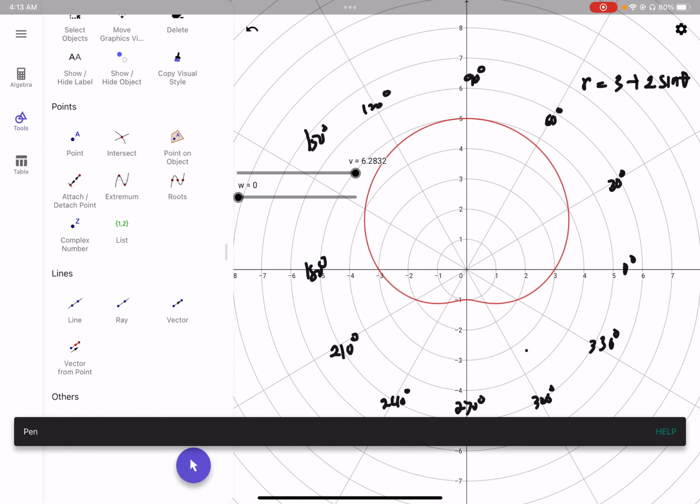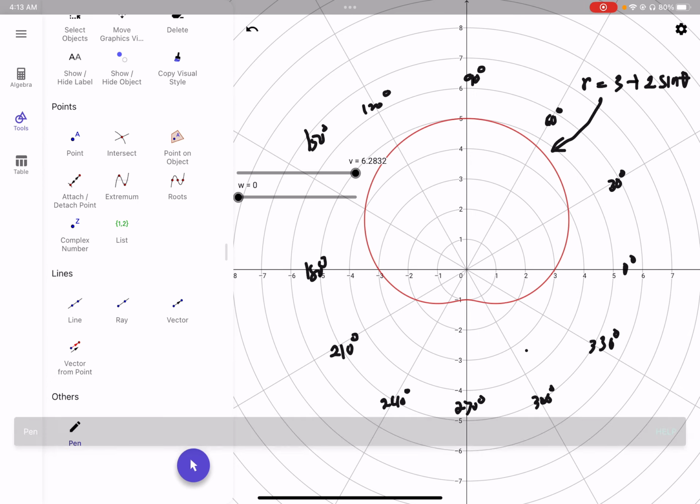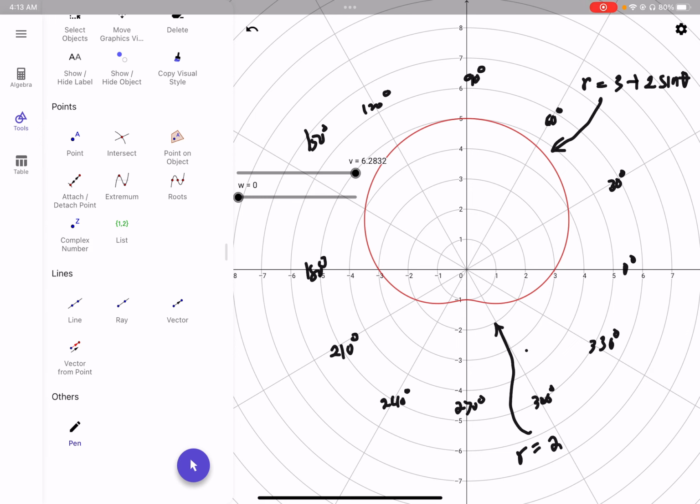And then the next one, besides 3 + 2 sin theta, is r = 2. So r = 2 means the radius is always 2 from the pole, for all 360 degrees. So I'll start with 0 degrees. So you can see here.